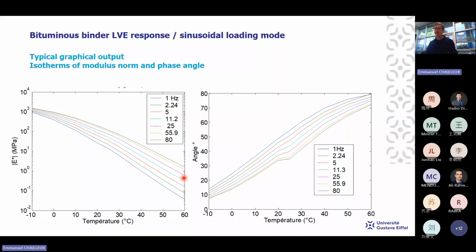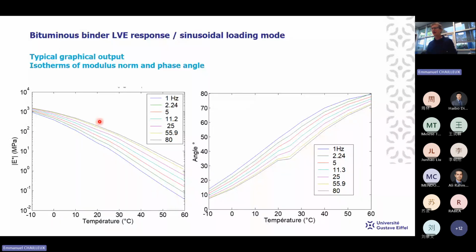What we observe with bitumen is that it is highly temperature dependent, and the phase angle increases with temperature. Of course, a phase angle equal to 0 corresponds to an elastic material, and a phase angle reaching 90 degrees is like water. It's a Newtonian fluid. So for bitumen, we are between an elastic material and a Newtonian fluid.